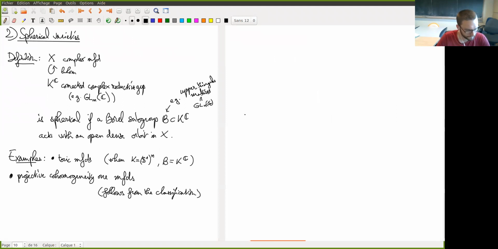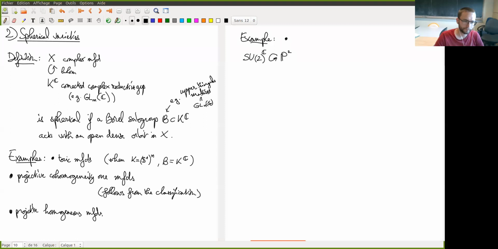Okay. Yeah, so you can get examples. Let me go quickly because my time is running fast. Okay, so how to produce examples of spherical varieties? An easy way to do it is, if I consider projective homogeneous manifolds, then these are spherical. It follows from the Bruhat decomposition in that case.